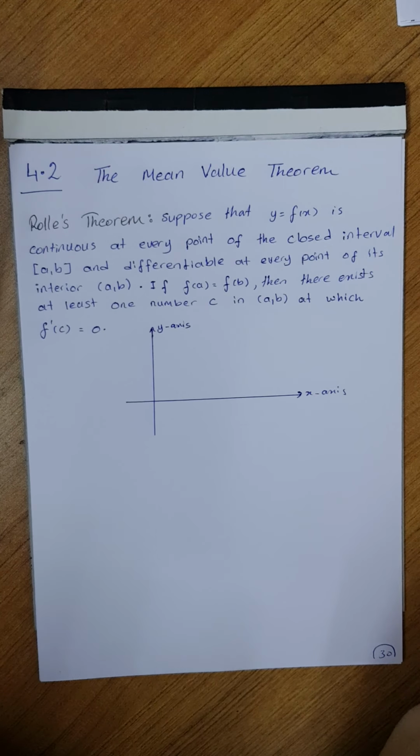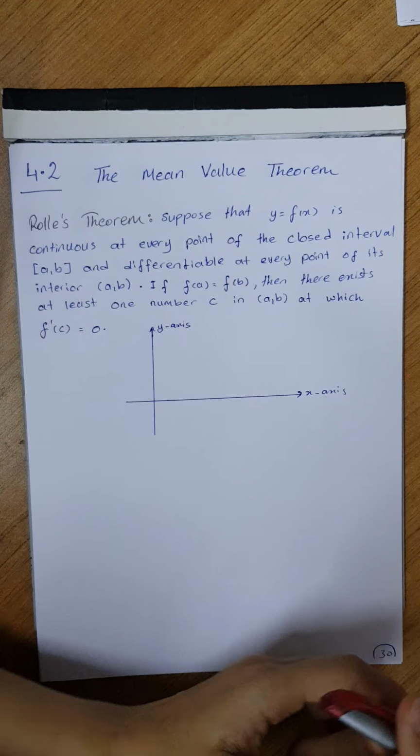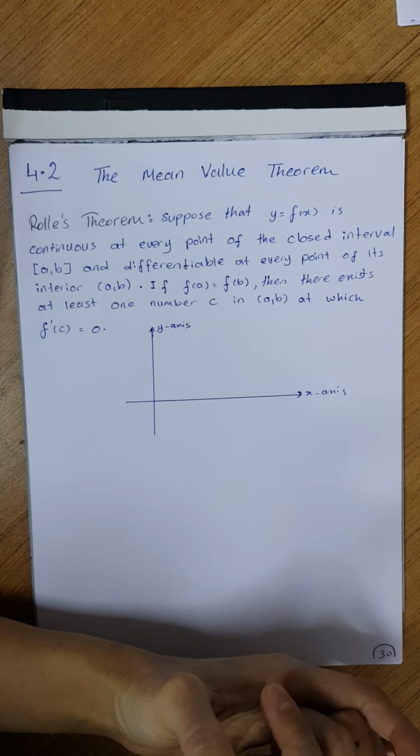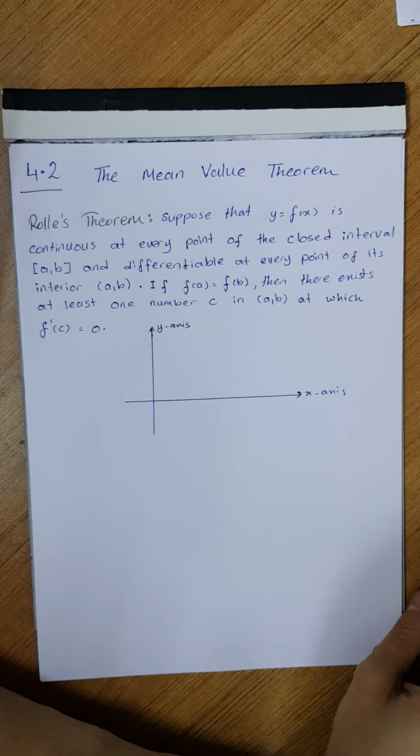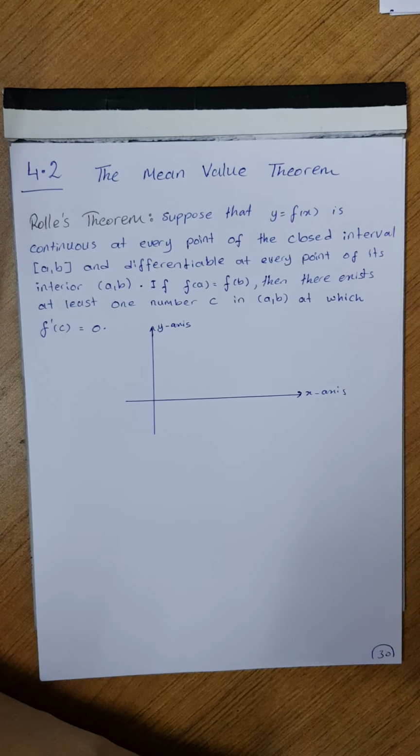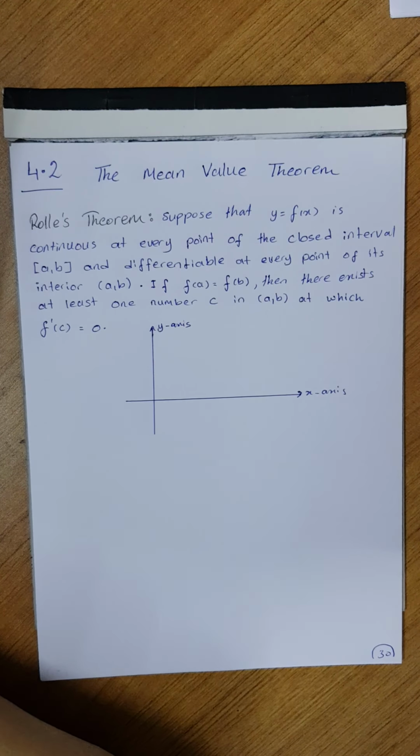Today's lecture is about the mean value theorem. We are in section 2 of chapter 4. Previously, in the last lecture, we talked about global maximum and global minimum in the first section of chapter 4. That means we talked about the extreme values. What were the extreme values?